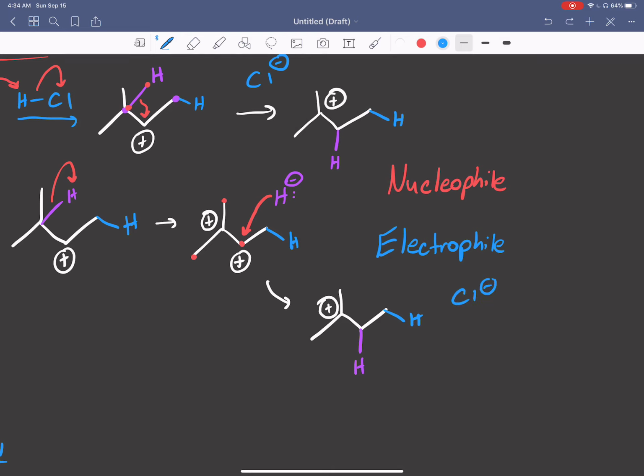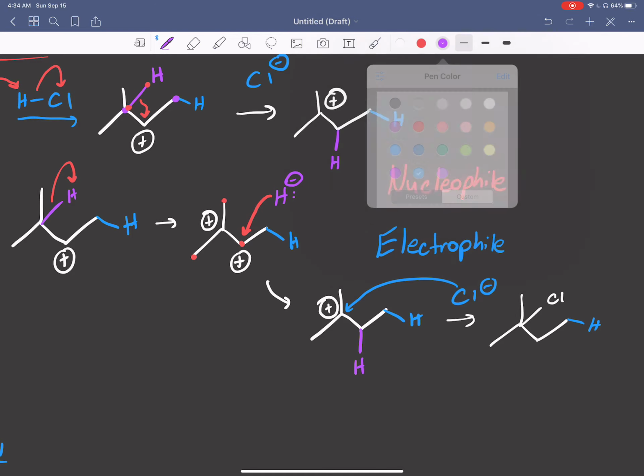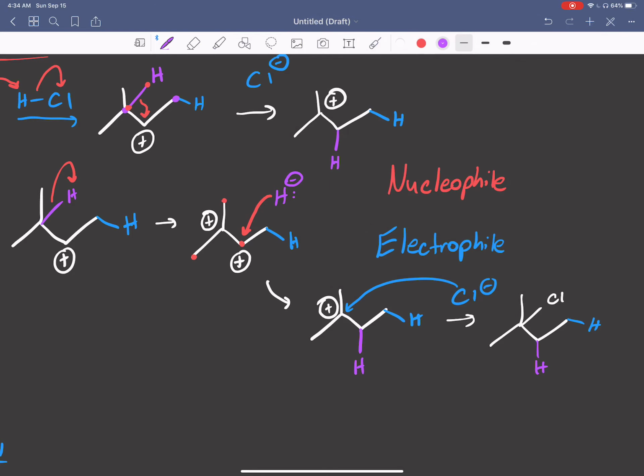Oh, that was a bad arrow. So it's going to give us this structure here, and here is our hydrogen that we originally added, and here is the hydrogen that we shifted. So that's a hydride shift.